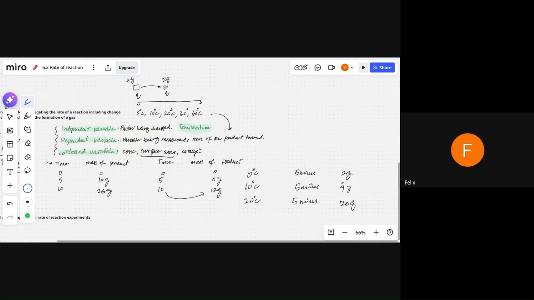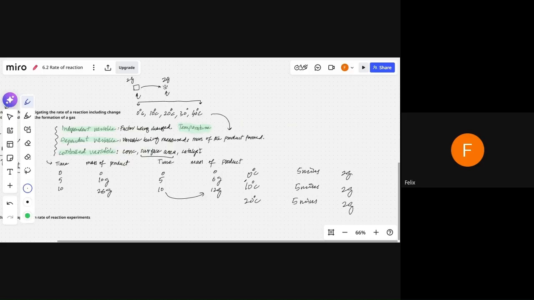Okay, no, let me just make this correction. So the mass of the product produced will remain constant, only the time taken will decrease, right? So this is 2 grams for all of them. At 0 degrees centigrade, in order to produce 2 grams, the total time that the reaction is taking is, let's say, 5 minutes, right?